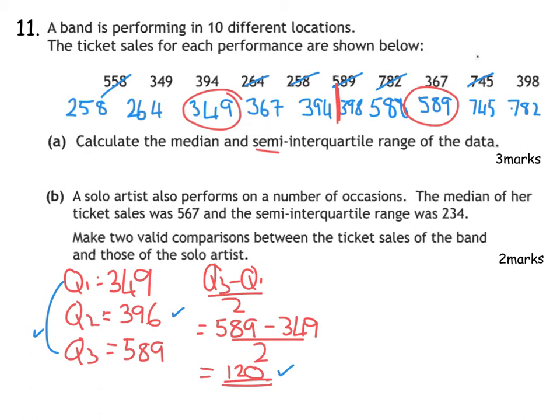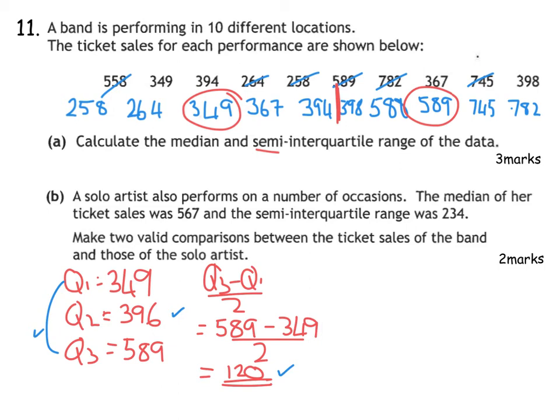Now part B is very similar to your statement in a standard deviation question. The bigger the semi-interquartile range, the more spread out the numbers are. Same as standard deviation. So what we've got is the first lot of information. I didn't even read what it was about. It was about a band performing in 10 different locations and their ticket sales. The second bit was about a solo artist.